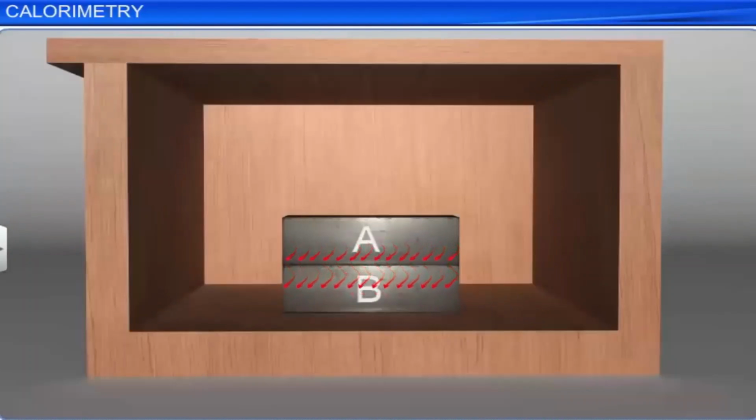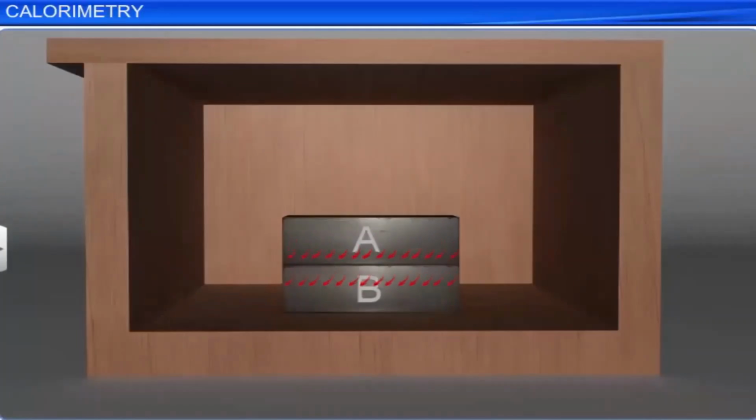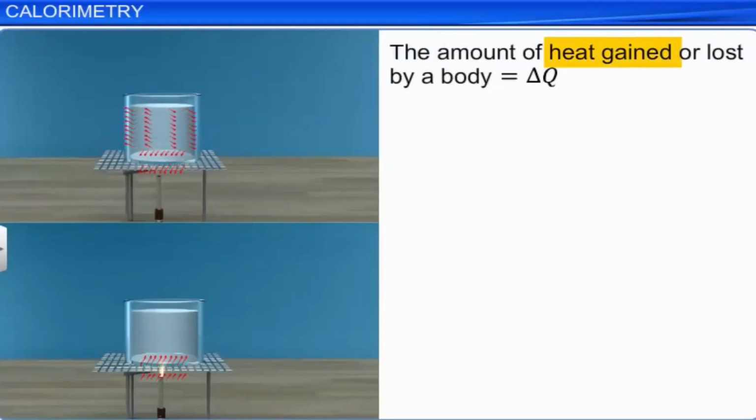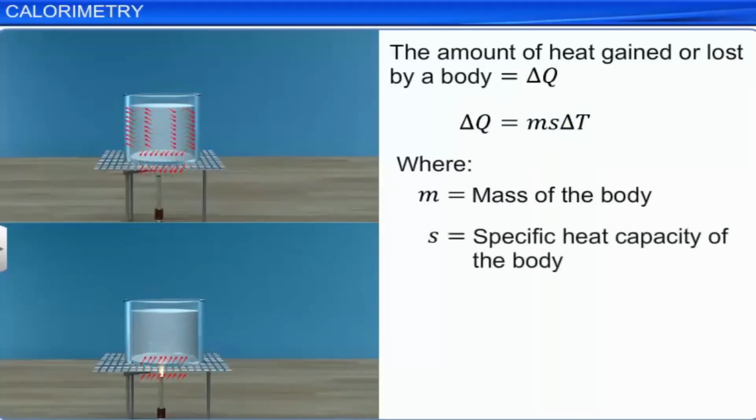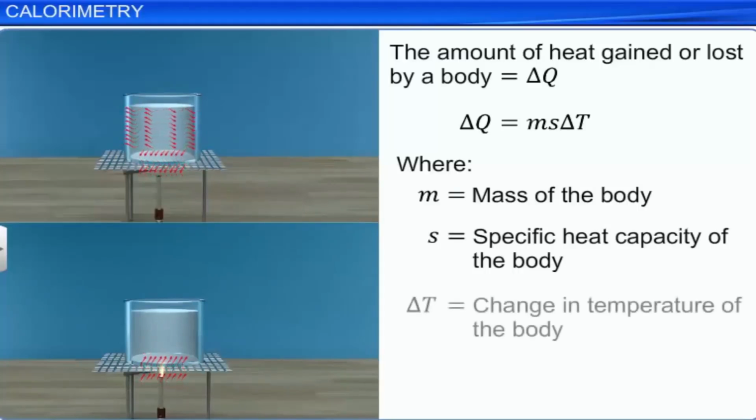Calorimetry is the science of measuring heat. Heat gained or lost by a body is expressed by the equation delta Q equals the product of M, S and delta T, where M is the mass of the body, S is the specific heat capacity of the body, and delta T is the change in temperature of the body.